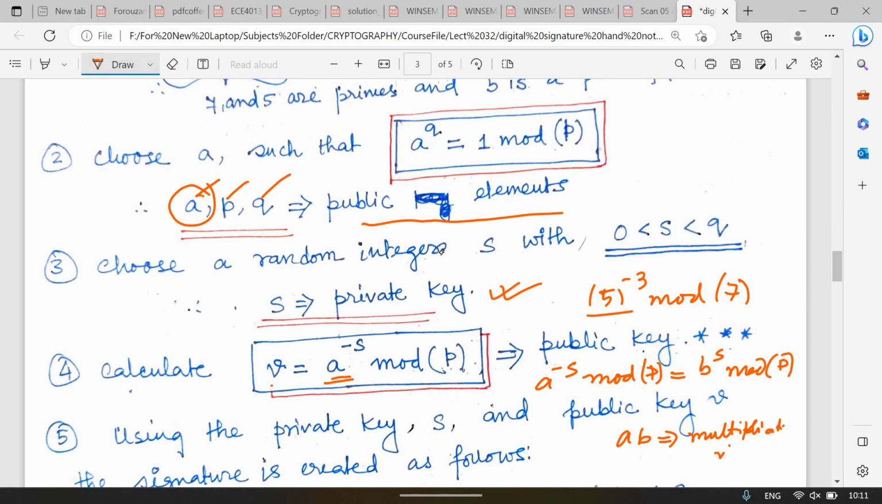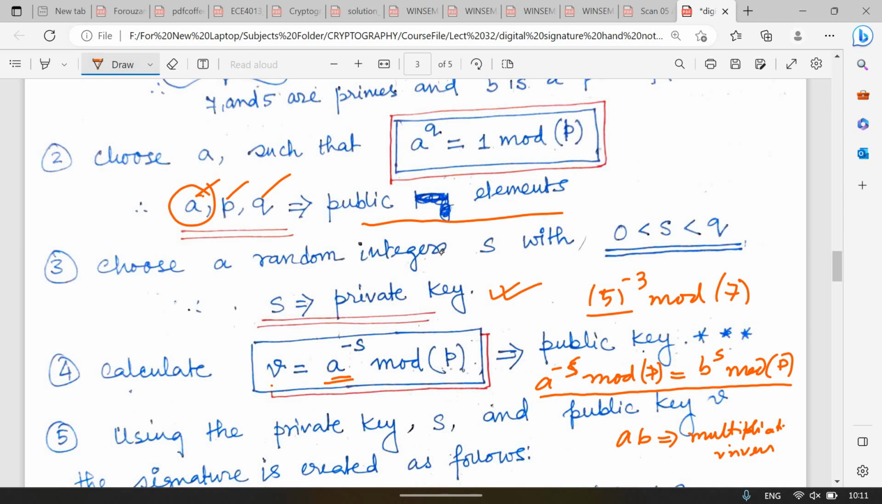So please make a note of this. If A and B are multiplicative inverses of each other, then we can represent A to the power minus S mod P as equivalent to B to the power S mod P. Now, if it is B to the power S, we don't have any problem, because if the exponent is positive, we know how to compute it. This property is relatively unknown to us, so please make a note.